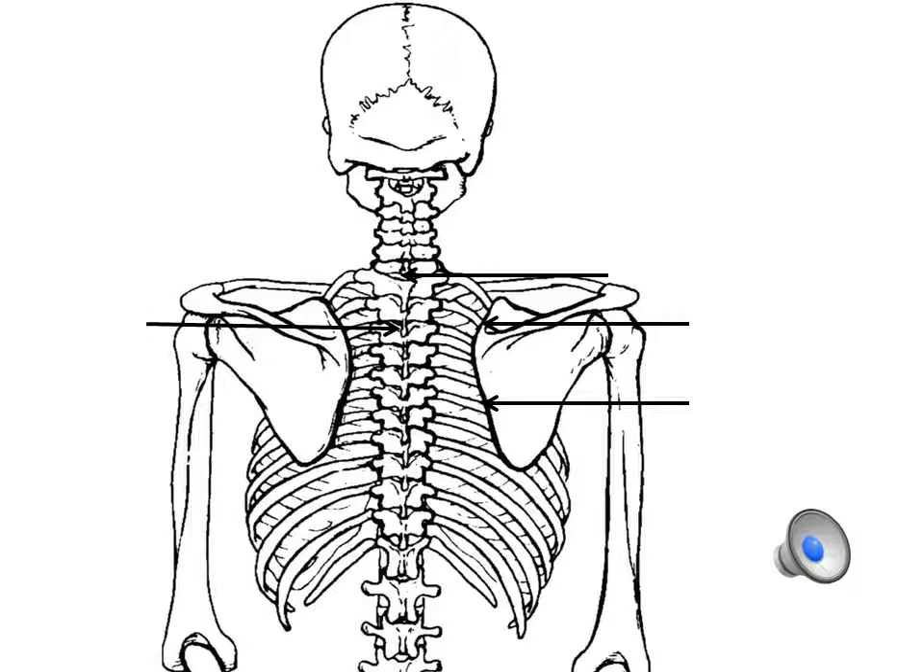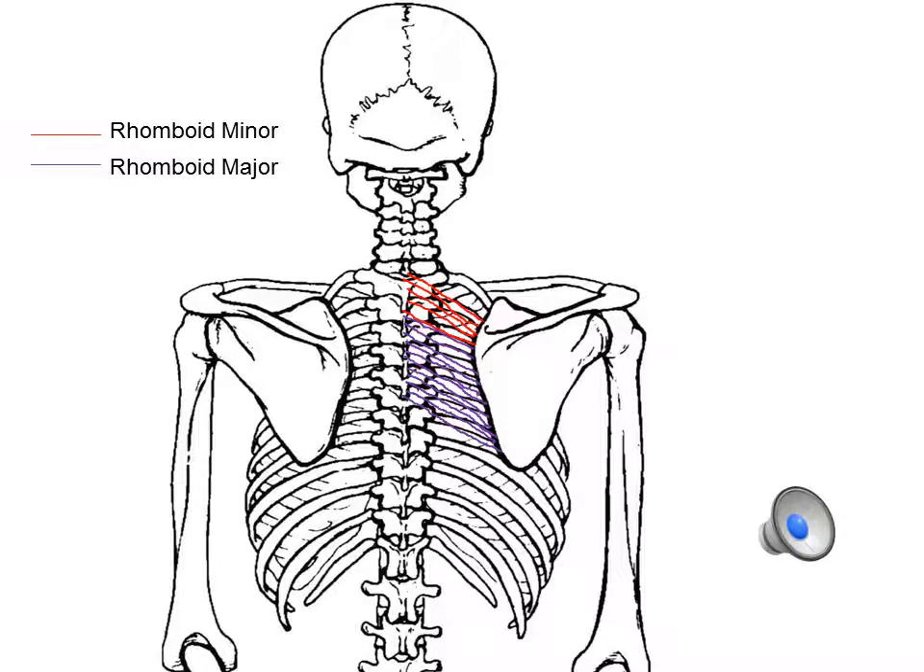Take this opportunity to label the attachment sites. Separate out the attachment sites of the rhomboid major and rhomboid minor, and then draw in the muscle bellies of rhomboid major and rhomboid minor using different colors. How does your drawing compare to mine?